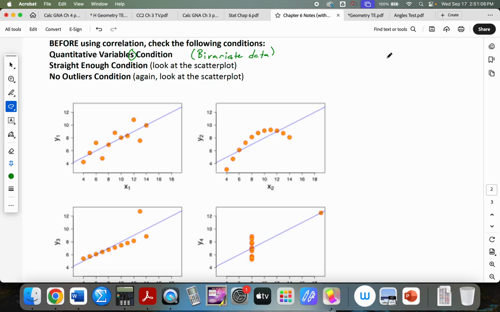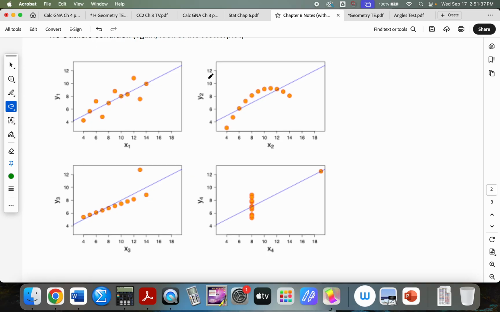Secondly, it has to be fairly linear before you do this. You can get a correlation coefficient for something that's not very linear, but your results are going to be, well, not helpful. So we'll look at those in just a second. And then no outliers. If you have outliers, that tends to mess everything up.